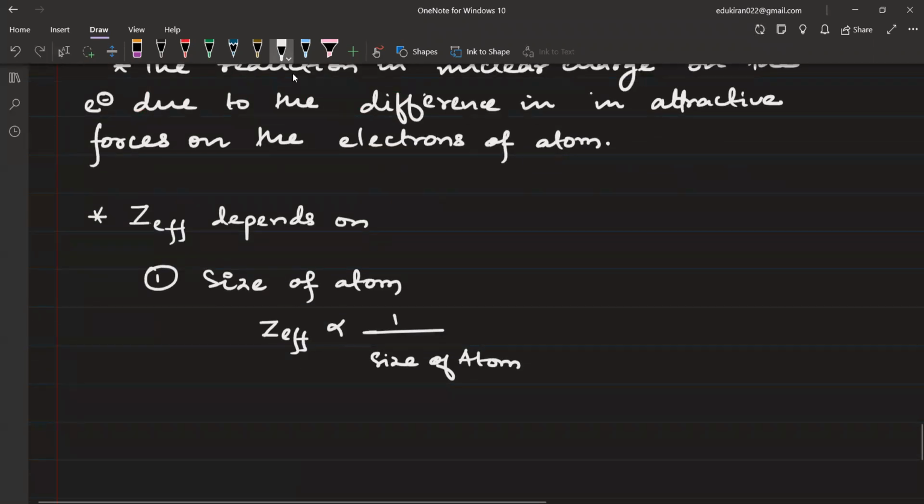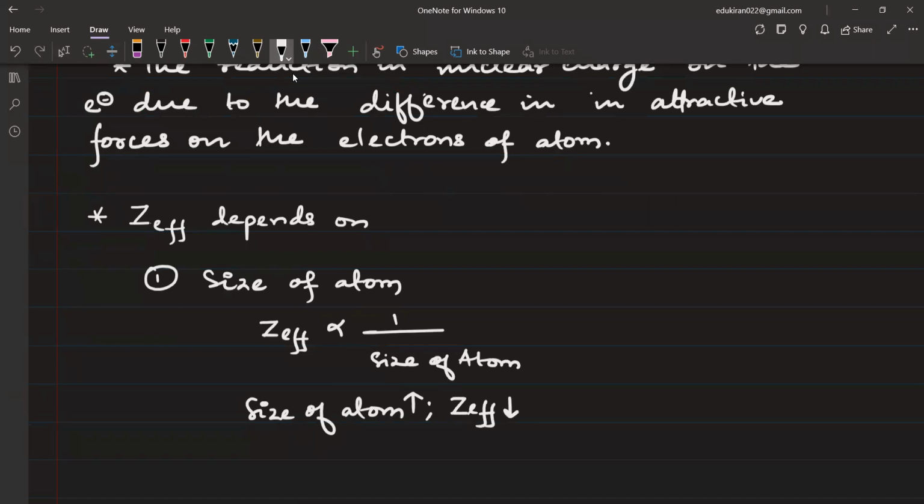You can also write the same thing as: size of atom increases, Z effective decreases. Because if you have a proton here and the electron is moving here, and then we have another case where the electron is moving farther. Obviously all of you will say that A will face more effective nuclear charge. A will face the attraction more dominantly than the B case, and B will face less because the size of atom has increased. The electron and the proton are far away, so they will be attracting each other to a much lesser magnitude.